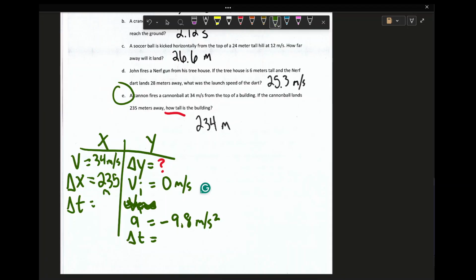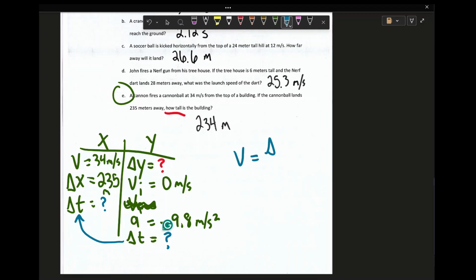So that means if we want to find delta y, we need to know the time. So how do we find the time? The key here is that it connects over to the horizontal. The only thing that is shared between the two is the time. So if we can find the time over on the horizontal side, that is the time for the vertical side, and then we're good to go.